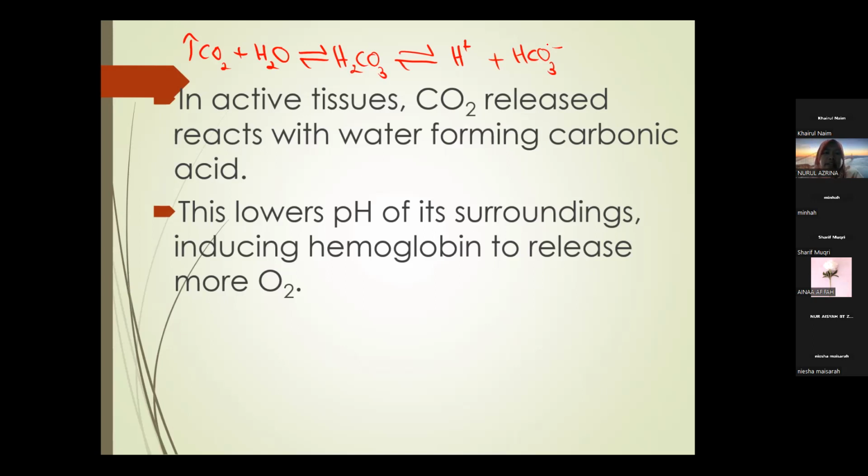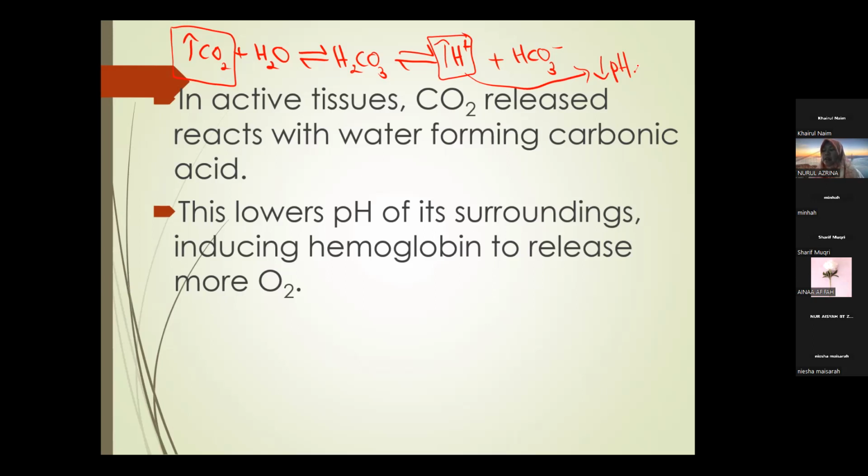So here you can see the relation. The higher the amount of or the higher level of carbon dioxide produced in respiring tissue, so the higher the level of or concentration of hydrogen ion. So what is the effect? The higher the concentration of hydrogen ion, the lower the pH. So maksudnya makin tinggi carbon dioxide level in your blood, pH of your blood will lower. Daripada 7.4, dia akan turun. 7.1 lah, 6.8 lah, right? So this is the effect of carbon dioxide level towards pH.